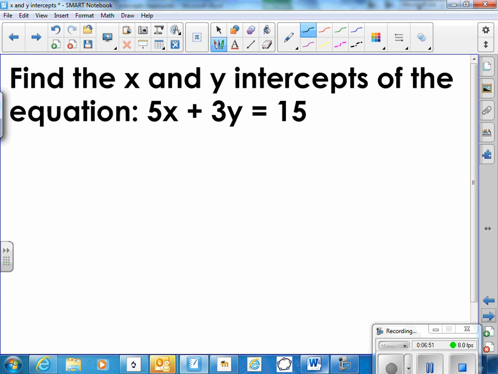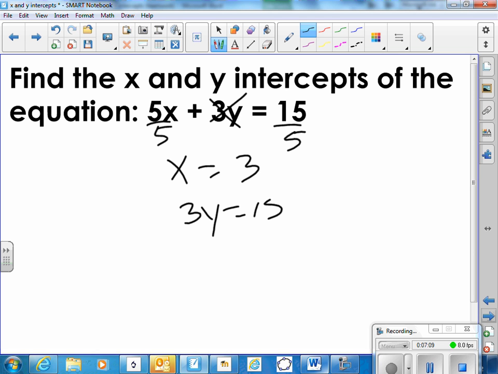5x plus 3y equals 15. X and y intercepts. Well, for the x-intercept, y is 0. So 5x equals 15, so x equals 3. For the y-intercept, x is 0, so 3y equals 15. Just ignore the 5x. Divided by 5, y equals 3.